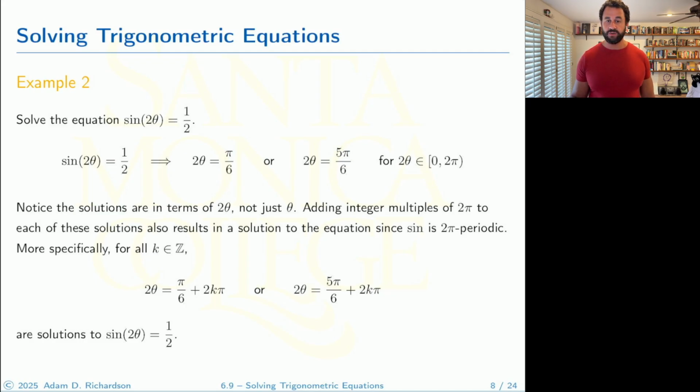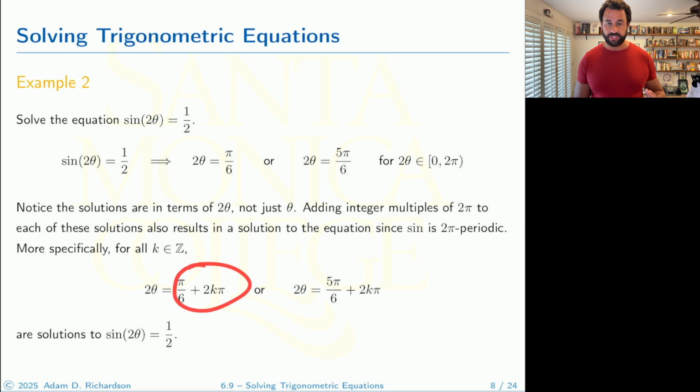So what we have to do before we do anything else is add integer multiples of 2 pi to those general solutions. The general solutions, because there's no restriction here, are pi over 6 plus 2k pi and 5 pi over 6 plus 2k pi. But those are the solutions to this equation, and we haven't solved for theta yet. We just solved for 2 theta.